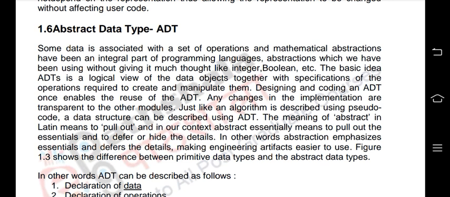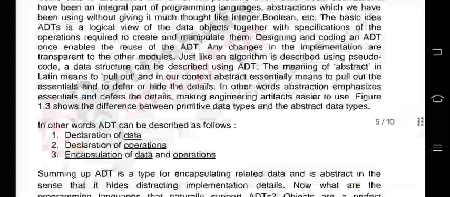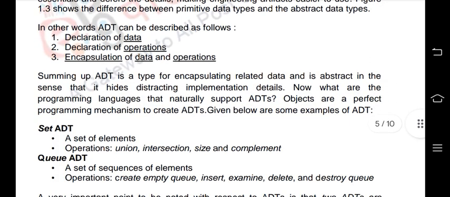The meaning of abstract in Latin is to pull out, and in our context, abstract essentially means to pull out the essentials and to defer or hide the details. In other words, abstraction emphasizes essentials and defers the details, making engineering artifacts easier to use. ADT can be described as follows: declaration of data, declaration of operations, encapsulation of data and operations. Summing up, ADT is a type encapsulating related data and is abstract in the sense that it hides distracting implementation details.